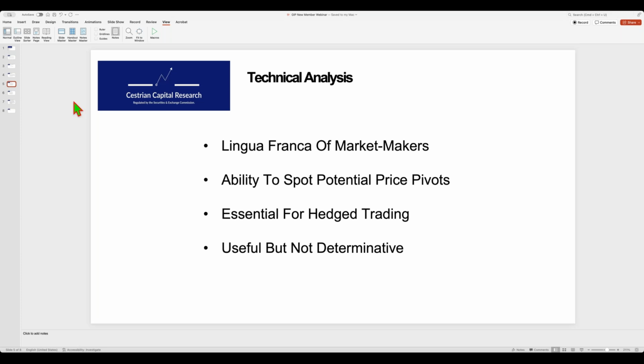Of course, not every price pivot is hit. Not every prediction comes true, but some do. And in my opinion, when you get good at it, you can be right a little bit more often than you're wrong, which of course is all you need to be.